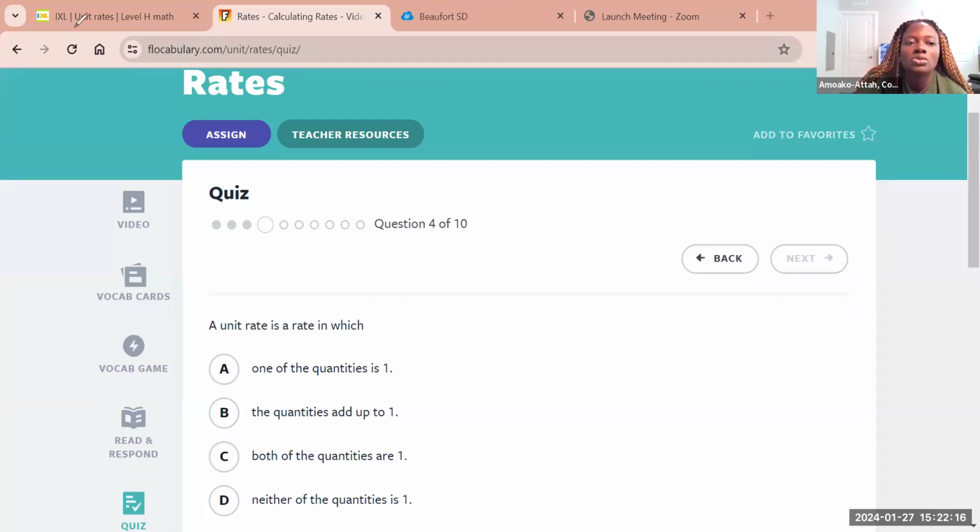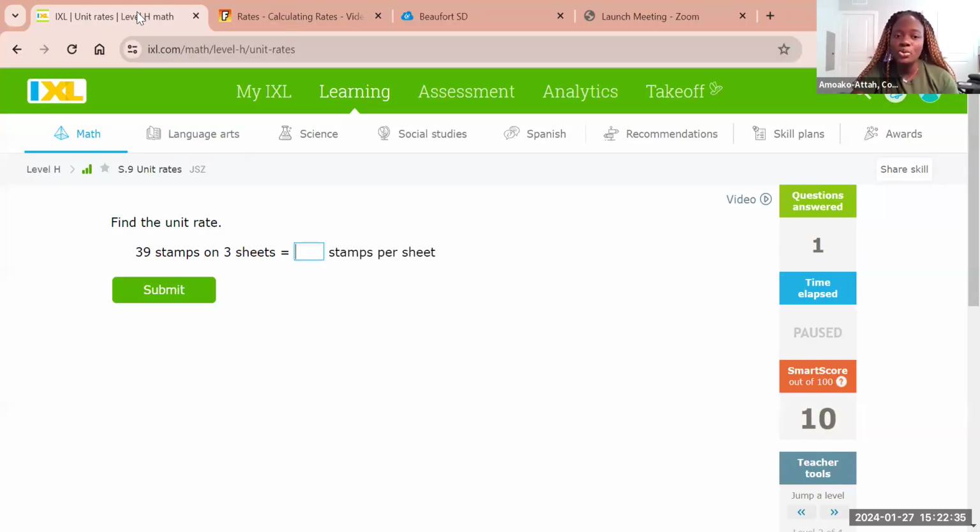Let's quickly go to an example from IXL to solve a few questions with you. So let me stop sharing this, then I share IXL. Probably I'll solve two questions with you. All right, 39 stamps on 3 sheets. How many stamps per sheet?